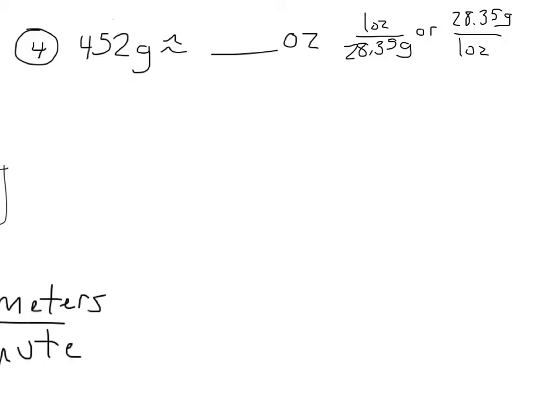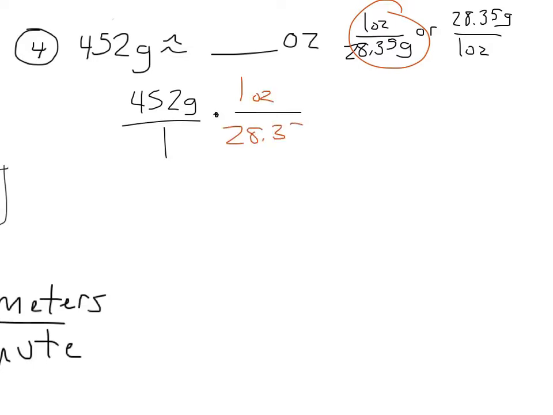So again, I'm going to start by writing what I know, 452 grams. And I'm going to put that over 1, because I know I'm going to be multiplying fractions. And I'm going to multiply that by the conversion factor. Well, this one has grams on top, so I need the one that has grams on bottom so that I can eventually cancel. So I'm going to select this one. So that's 1 ounce is the same as 28.35 grams.